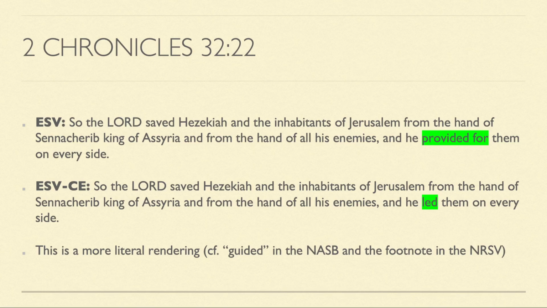In 2 Chronicles 32:22, it says that the Lord provided for them on every side in the ESV, whereas in the CE, he led them on every side. Led is a more literal rendering. For example, see guided in the NASB, or even the footnote in the NRSV.